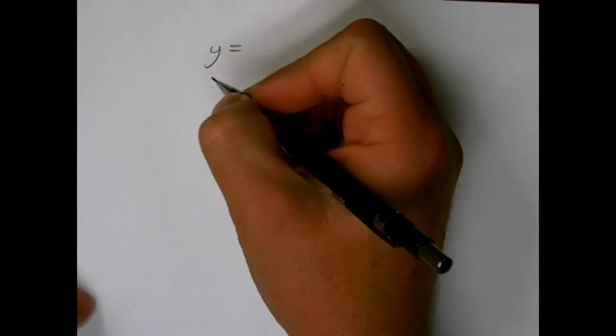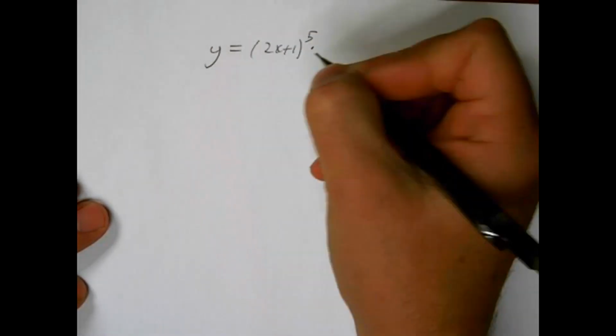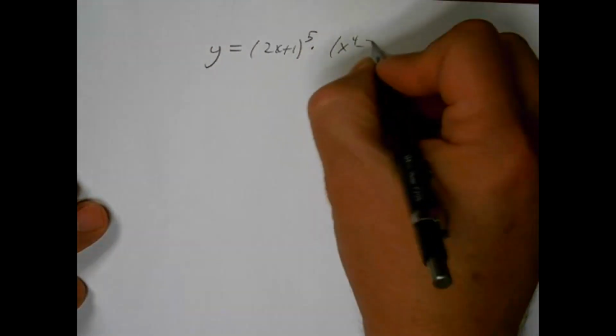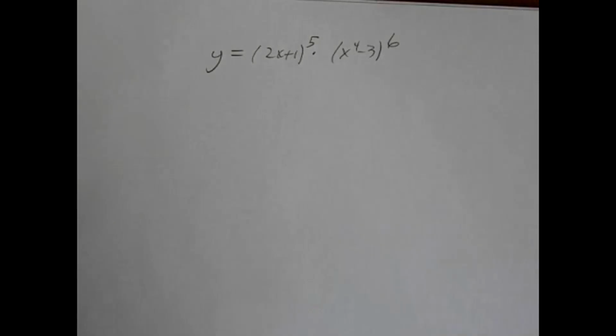Our knowledge of logarithms can also be useful in something called logarithmic differentiation. All right, if you have an expression that is going to be complicated to differentiate, logarithms can sometimes be of help. Let's say I had y equaling 2x plus 1 to the 5th times x to the 4th minus 3 to the 6th. These large powers and this product sort of is a hint that logarithmic differentiation might be helpful.